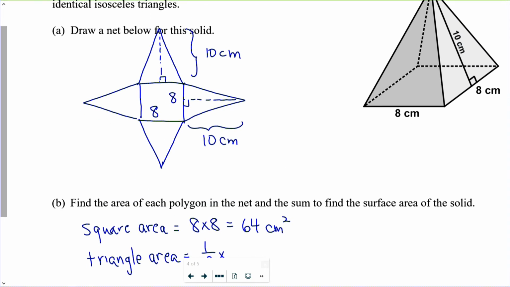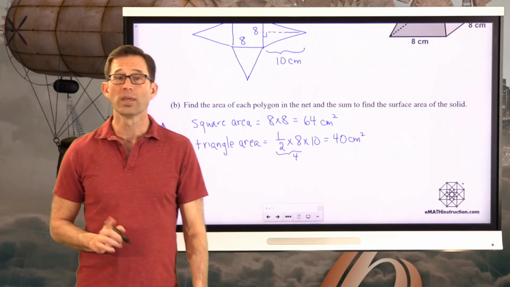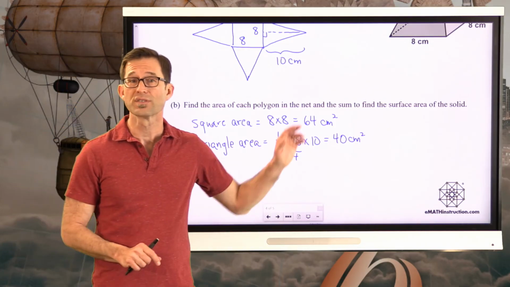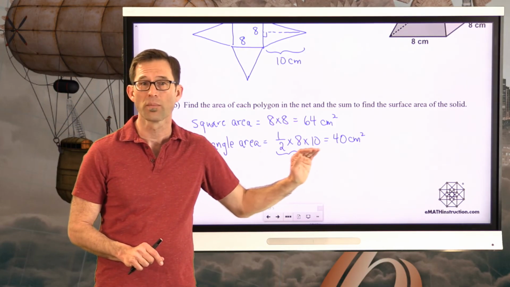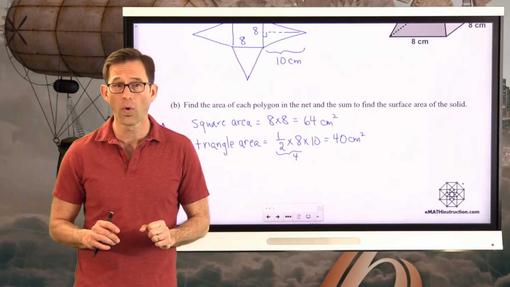Let me just bring up here, right? Well, actually, I'll draw it down here, right? We've got these triangles whose bases are 8 and whose heights are 10. So it's going to be 1/2 times 8 times 10. 1/2 times 8 is 4. 4 times 10 is 40. 40 square centimeters. Now, keep in mind, though, we do have 4 of these, right? Now, you could either say, well, I've got 64 plus 40 plus 40 plus 40 plus 40. Or you could do the 40 times 4, get their total area.